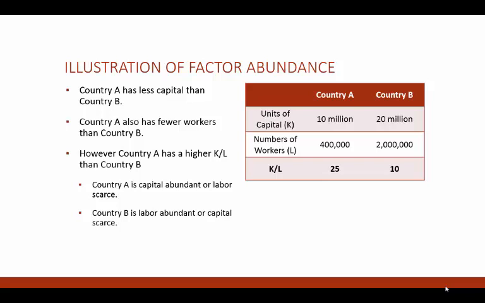This means that country A is capital abundant or labor scarce. On the other hand, the labor to capital ratio, that is the number of workers divided by the units of capital, would give country A a value of 0.04 and country B a value of 0.1, thus making country B labor abundant or capital scarce.